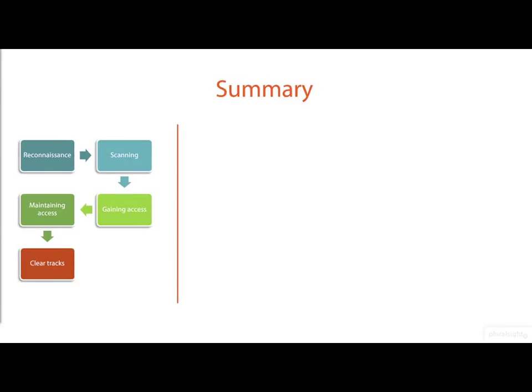So in this module, we went through and took a look at the 5 different phases that an attacker goes through. He first starts off with doing some recon. Again, remember, there's both active and passive versions of reconning. Our purpose, again, at this phase is to gather as much information as possible without being detected.